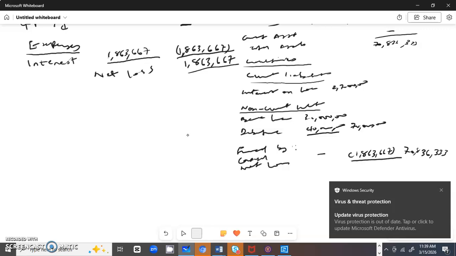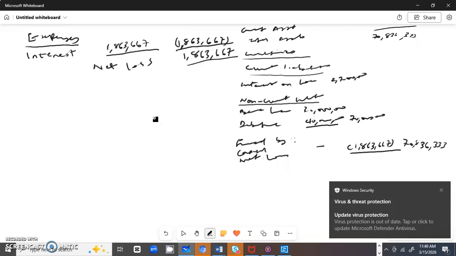So you can see that the liability and capital side balance with the asset side. The two sides are balanced. We have 70,836,333, which is the same as what we have here. So 70,836,333 and 70,836,333.